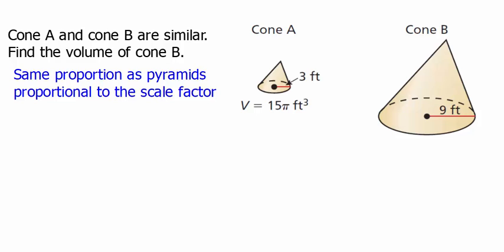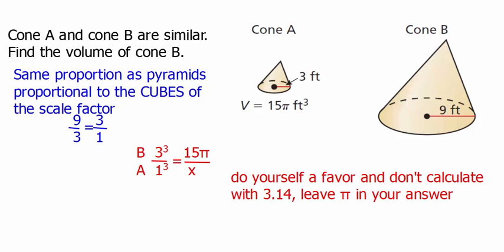Cones are similar in the same way that prisms and pyramids are similar. As long as I'm looking at volumes of similar shapes, the volumes are proportional to the scale factor cubed, just like in pyramids, just like in prisms. So we set that up, and we do 9 divided by 3, simplify that.